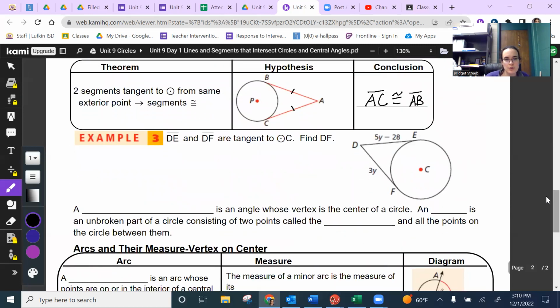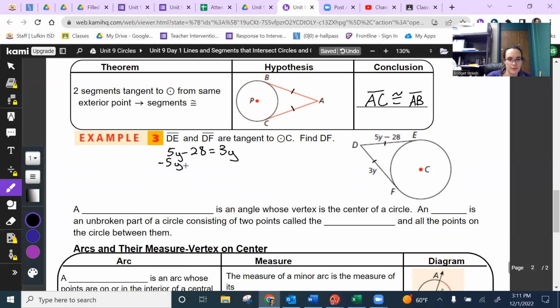So our next example uses that theorem. We have segment DE and segment DF that are tangent segments to circle C, and we want to find the length of DF. So we have that 5y minus 28 equals 3y, because these are tangent segments to the same circle and they intersect at D.